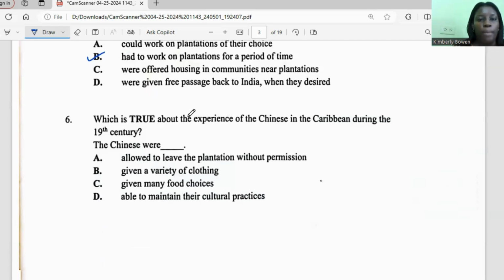Which is true about the experience of the Chinese in the Caribbean during the 19th century? Chinese were allowed to leave the plantation without permission, were given a variety of clothing, given many food choices, able to maintain cultural practices. So they were able to maintain their cultural practices.